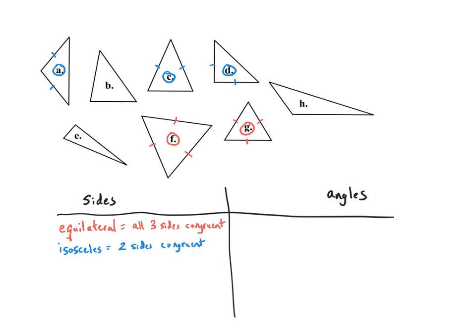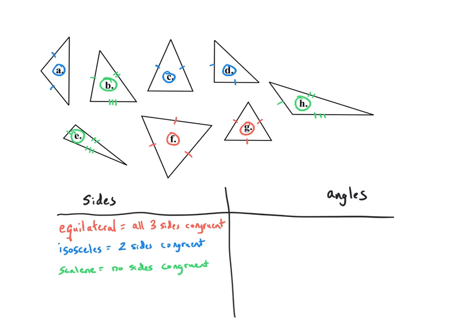Because some triangles, like triangle B, E, and H, have no sides that are congruent, and I can mark these like this. These markings indicate that all three sides are different lengths. They are called scalene. And I'm going to put no sides congruent. So we can classify every triangle as either equilateral, isosceles, or scalene based solely on the property of the length of its sides. Now for a triangle's other name, we can classify it based on its angles.